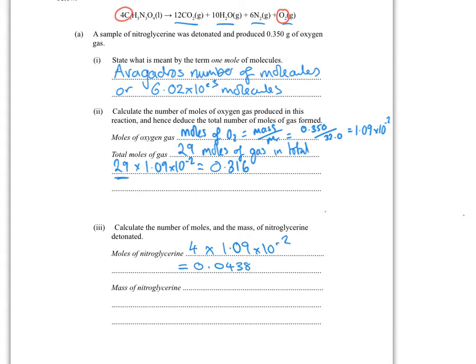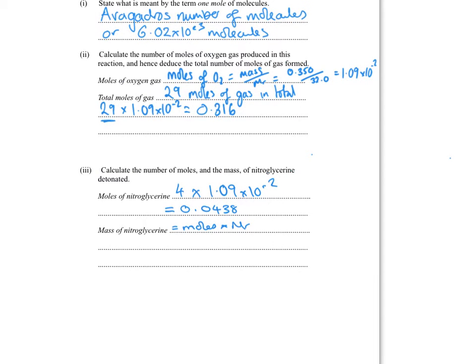Then to work out the mass, it's going to be equal to the moles times the MR. The MR isn't given, so you're going to have to work it out. And you should work it out at 227.0. Remember, all MRs should usually be written to 1 decimal place. So the mass is going to be those 2 numbers multiplied together. And the answer for that should be 9.90.